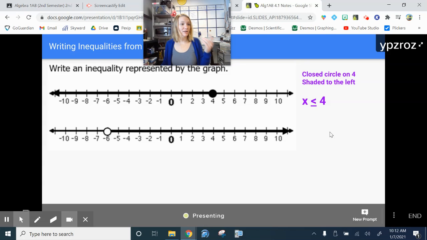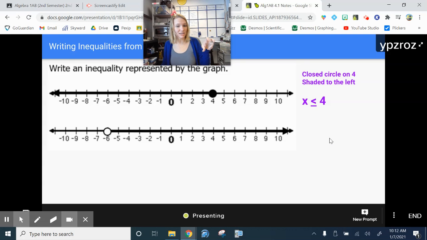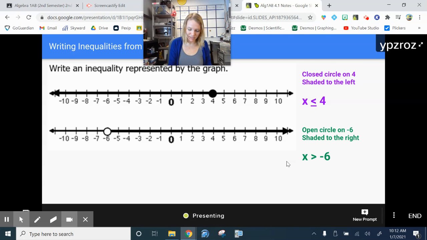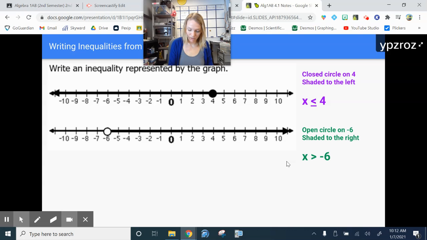Okay. So then for the second one, we have -6 as our identifying point here. And so the -6 is an open circle. So that means there won't be a line underneath. So an open circle is simply just a greater than or a less than symbol. And we are shading to the right, which means we're more than -6. So because of our open circle on the -6 and shading to the right, we're going to say x is greater than -6.